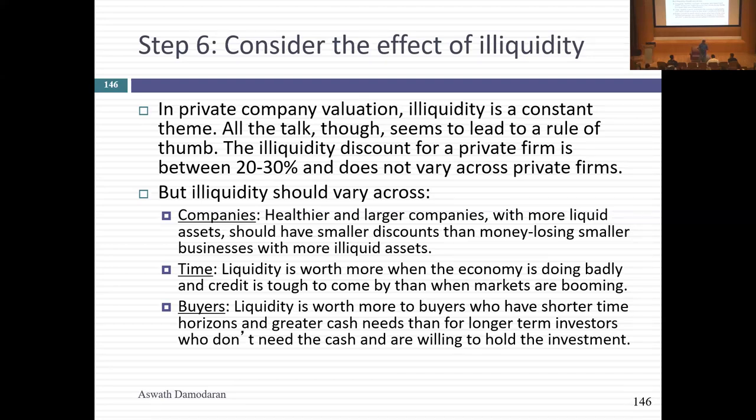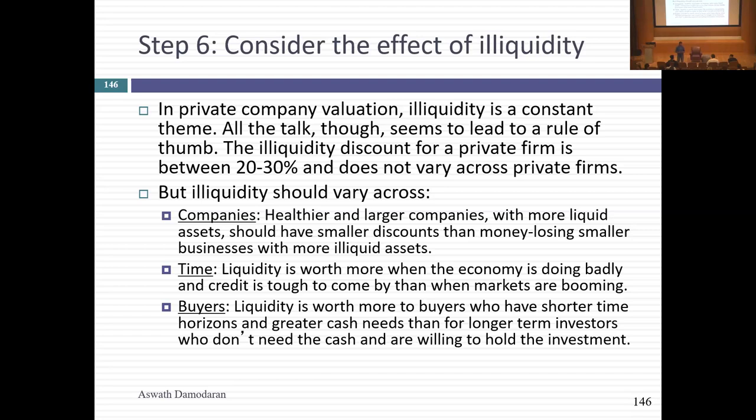So now I want that intuition to be acceptable, that discount should vary across companies, vary across time, vary across buyers. Because then we can talk about how to estimate that discount. So let's start with that bludgeon discount, 25% or 20% or whatever people use randomly. Those discounts come from two sets of studies, both of which are hopelessly flawed in my view, but people keep using them over and over again.